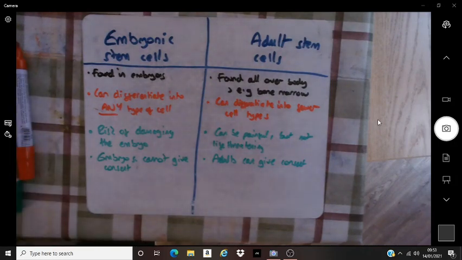Okay. And finally, sorry, just laughing at my cat.